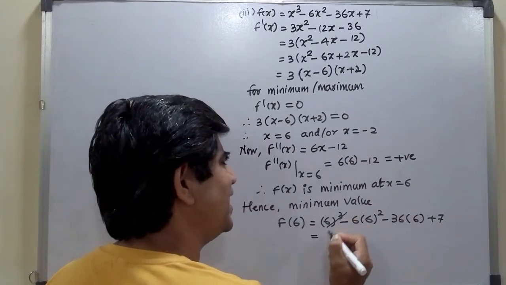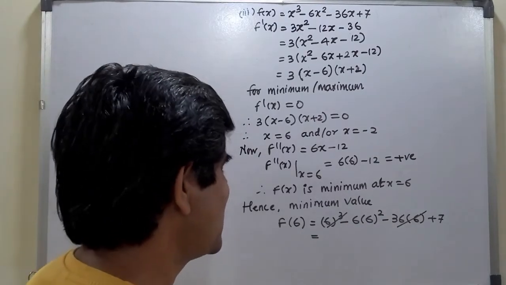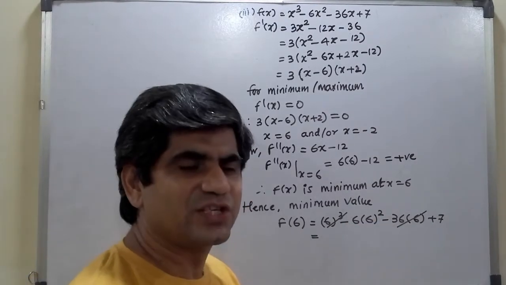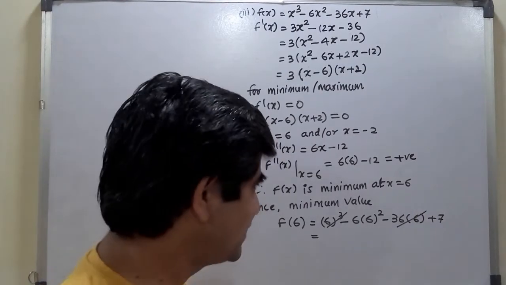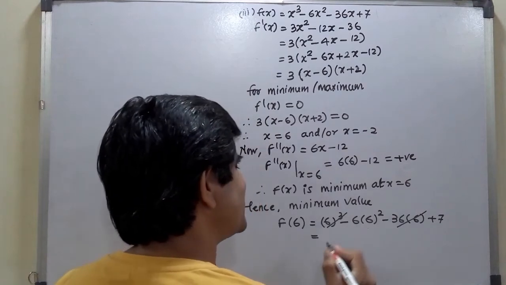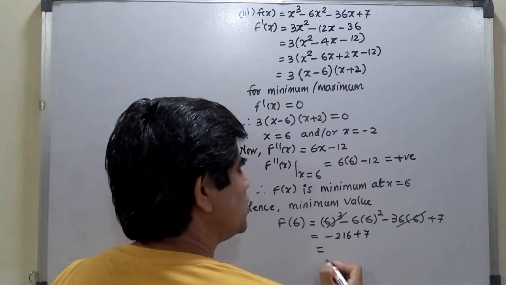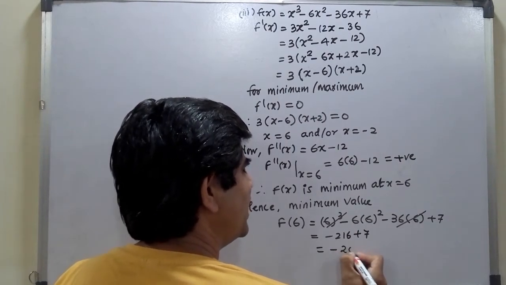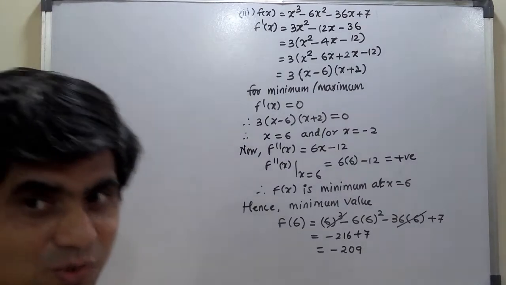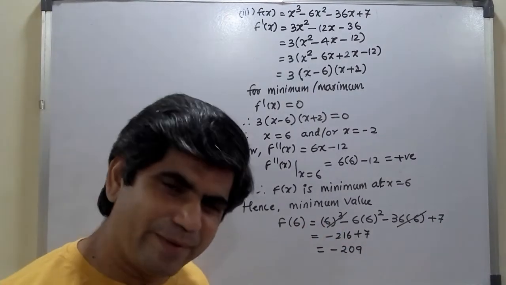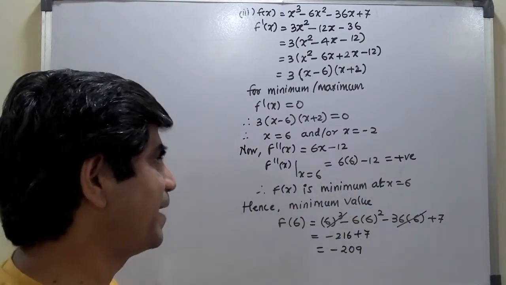Now 6 cube is 36 into 6, right? So this goes, agreed? And this is again 6 cube. So 36 into 6 is 216, yes? So it will be minus 216 plus 7. So it is nothing but minus 209. So minimum value is minus 209. Check the calculation, there may be some mistake in the calculation also. I just showed you how we can get it.